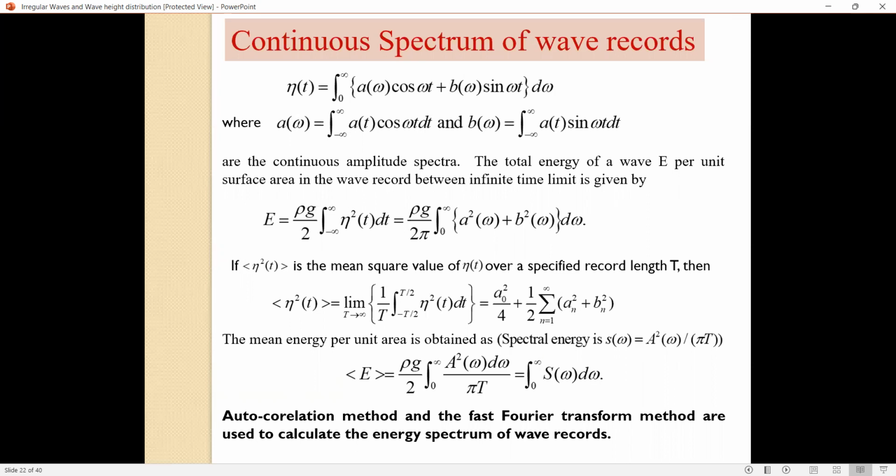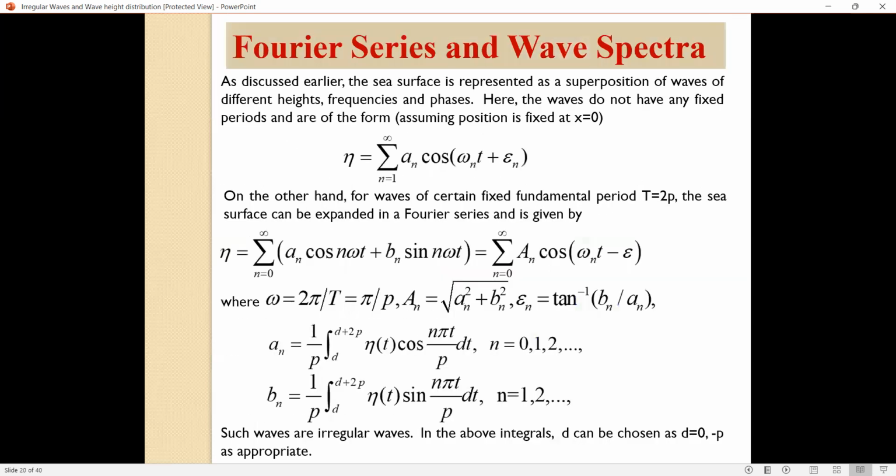No. Then what will happen? Suppose the wave period is very large. I can't say that it's finite, but in some sense, after a certain large period, I call it infinity. So what will happen when n becomes large? Let's look at this n pi by p. That is my frequency omega n. When p becomes large, omega n will tend to 0. Am I correct? Omega n, the frequency, will tend to 0.